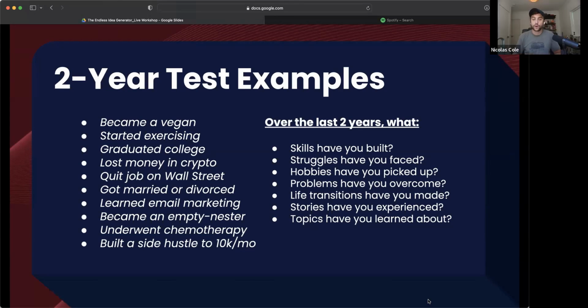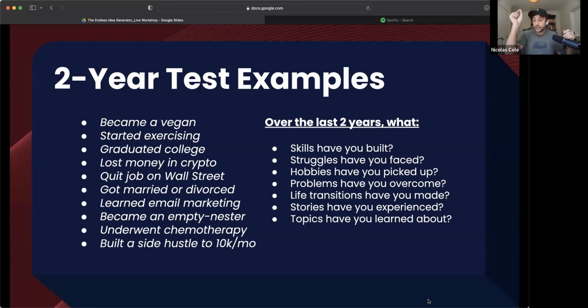Yes. And so where the 2-year test comes into play with specificity, right, is you want to think about, okay, what do I want to write about broadly? And then how do I get more specific based on what I've experienced, right? Because someone might say, I want to write about wellness, right? But how you get more specific is you go, well, actually, 2 years ago, I wasn't a vegan and now I am a vegan. So I want to write about veganism.